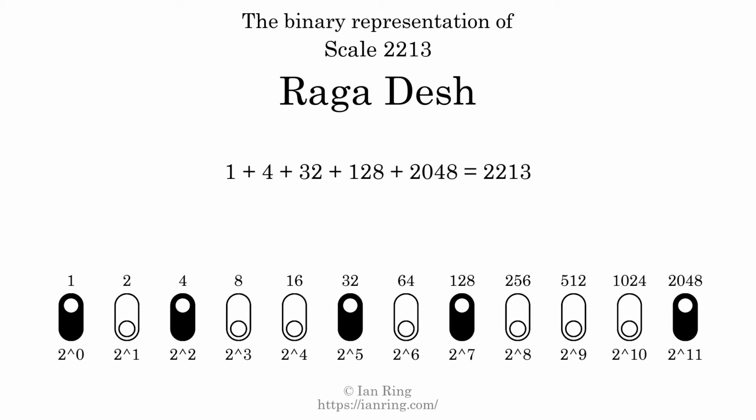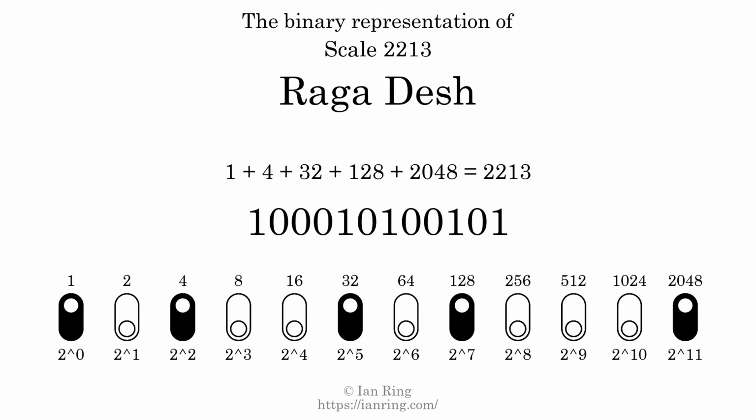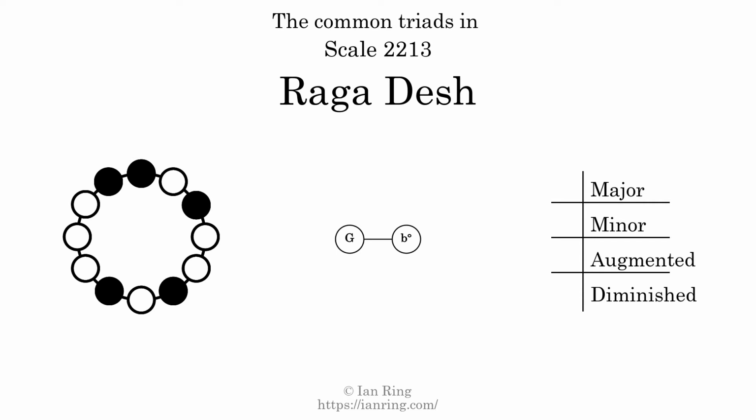2213. The scale number not only enumerates the scale with a unique index, but it also literally describes the tonal content of the scale. Represented as a binary number in base 2, the scale number is 1000101010101. Here are the common triads present in this scale.